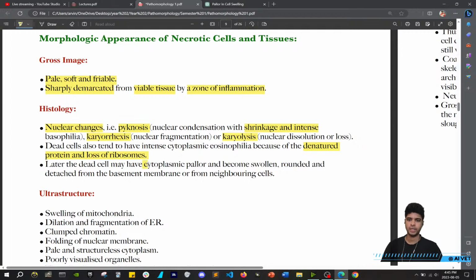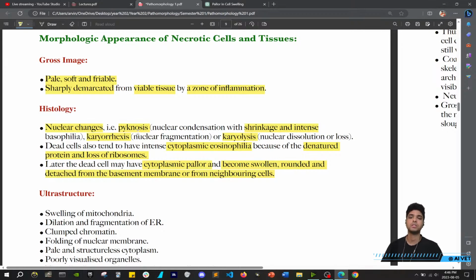They have cytoplasm that looks pale and then becomes swollen and then rounded and then detached from the basal membrane or from neighboring cells. Increased cytoplasmic eosinophilia because of denatured protein and loss of ribosomes.